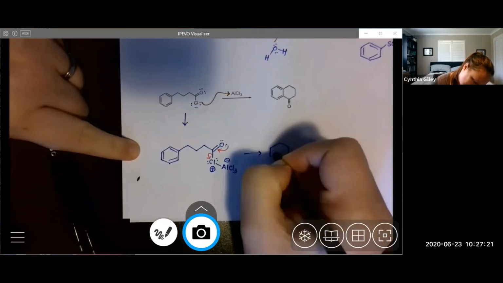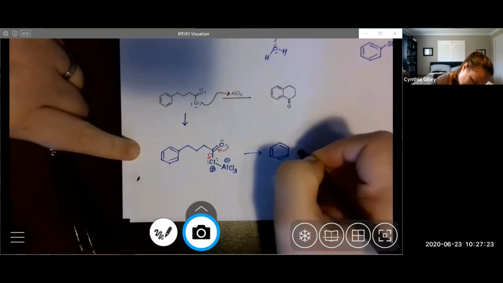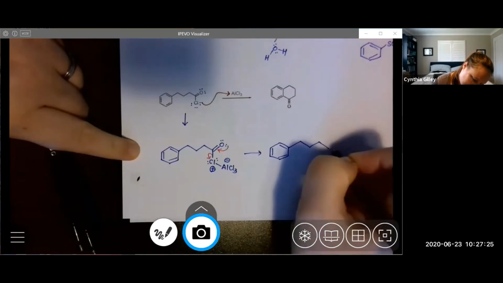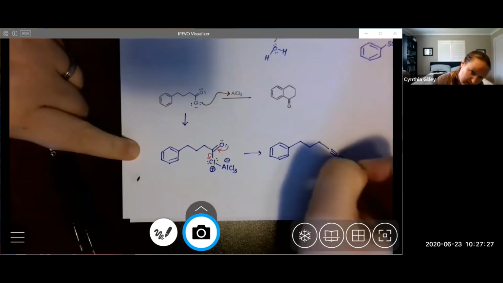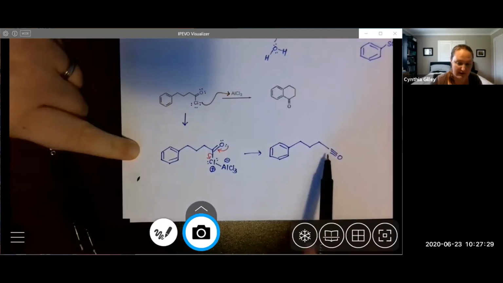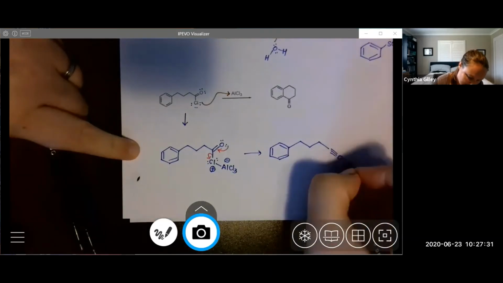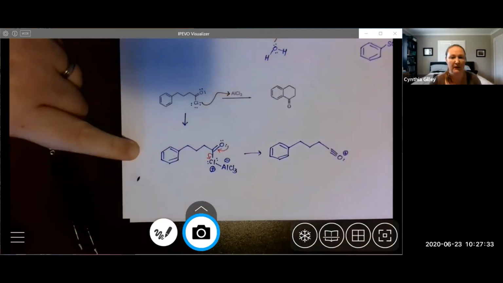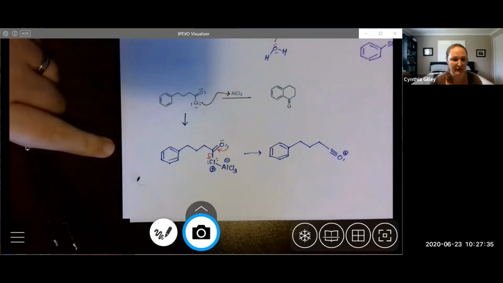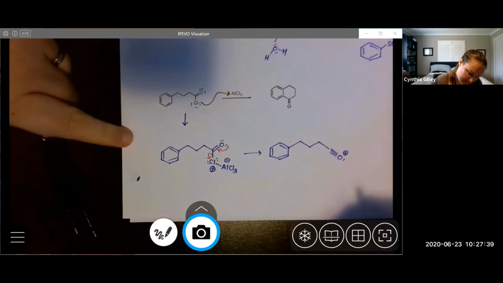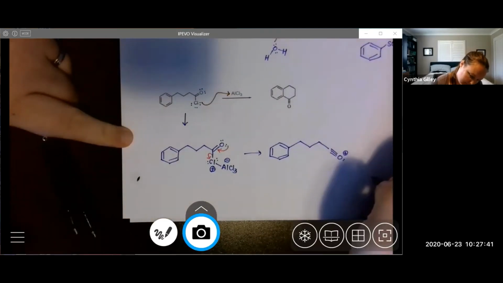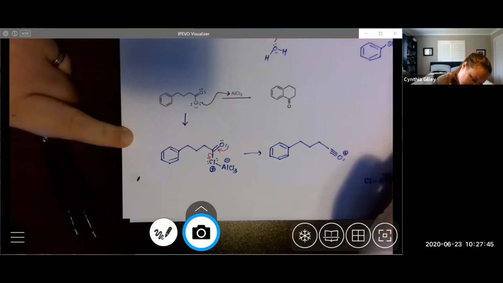And the carbon on the acylium ion is sp, this carbon right here, sp hybridized. So we typically draw that linear. And then we also have picked out the leaving group.